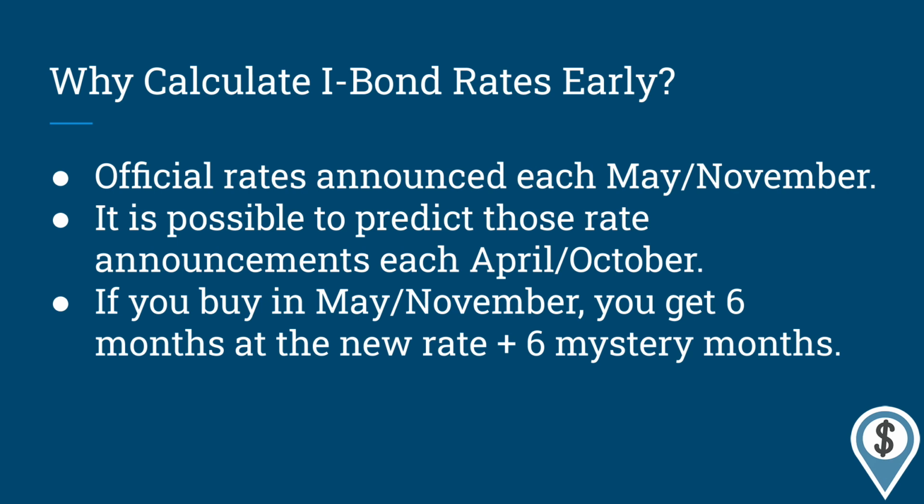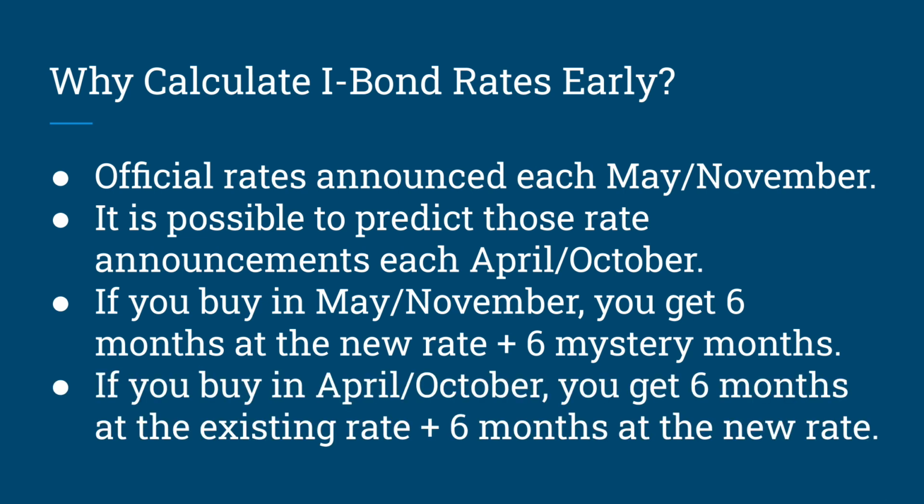And remember, you have to hold I bonds for at least 12 months. So if you buy in May or November, when a new rate is announced, you'll get 6 months at the rate you agreed to, but then you'll get 6 more months at a rate that could be terrible. On the other hand, if you buy early, just before a new announcement in April or October, you're going to get 6 months at the existing rate, which hopefully is a good one, and then 6 more months guaranteed at the new rate, which you already know in advance.